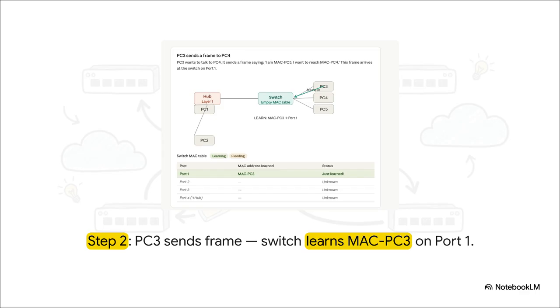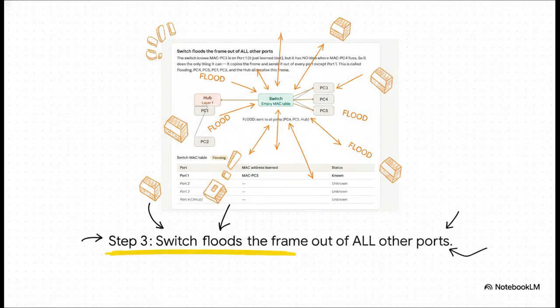Before the switch even worries about where it's going to send this frame, it performs its very first learn action. It reads the source MAC, Mac PC3, and logs it into its table. Notice that highlighted row. Port 1 now has Mac PC3 marked as just learned. But now the switch runs into a bit of a problem.